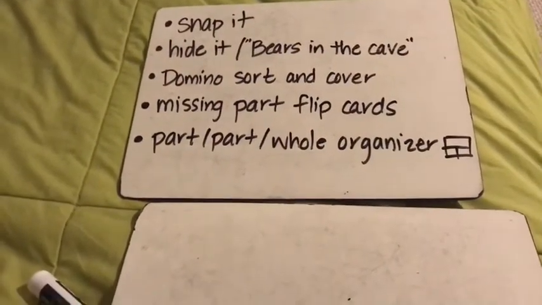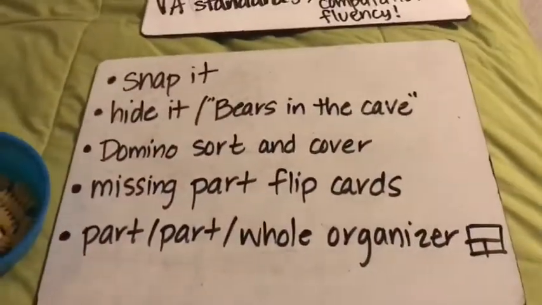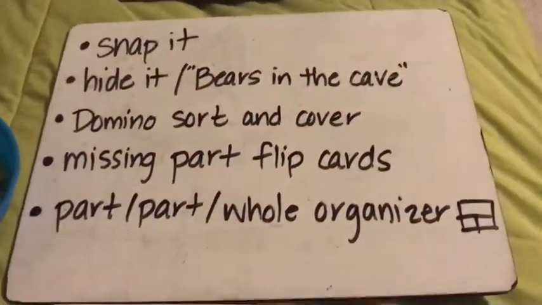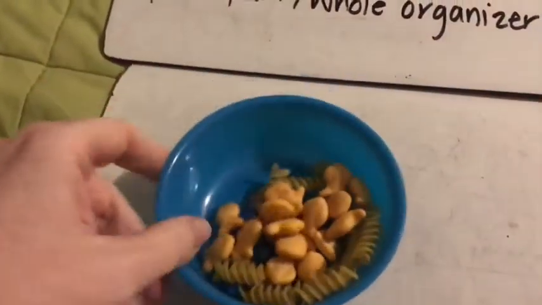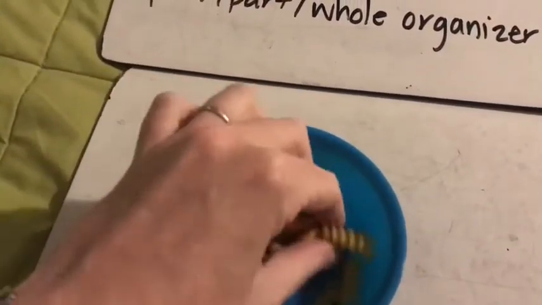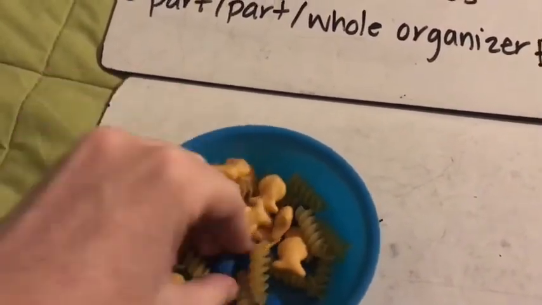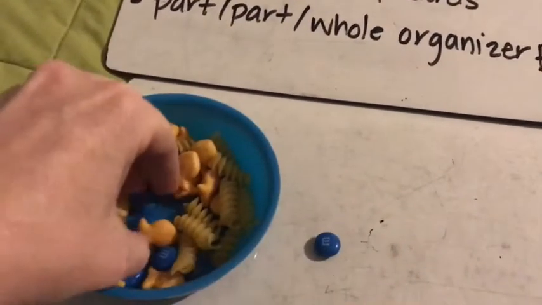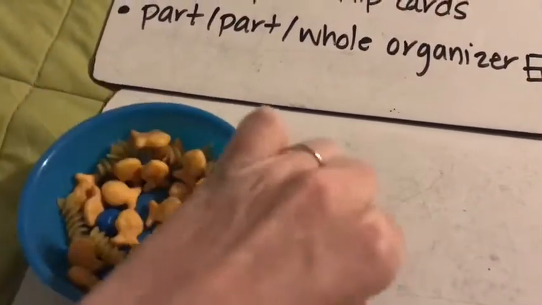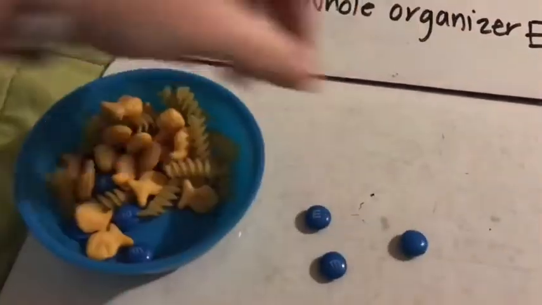Another version of it is you can do hide it, or some teachers like to call this bears in the cave, especially if they use those little counting bears. But you can really use any one-to-one manipulative. So I have a couple examples here. So you could use pasta, dry pasta. You could use goldfish, or if you really want to motivate your students and you don't care as much about their health, you can use M&Ms. And since blue is my favorite, I use blue M&Ms.